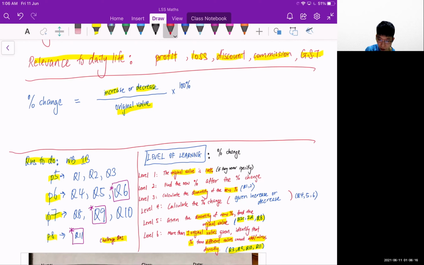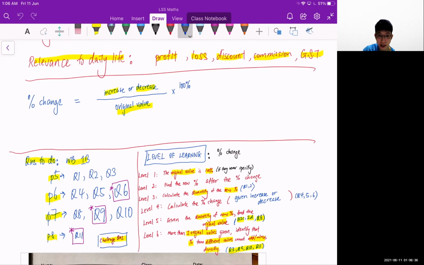So for these purple questions, it is for you to challenge yourself. That means these are all the challenging questions. It's for you to stretch your thinking. So if you really can't do it, you can discuss with your friend and come up with answers together. I'm okay with it.